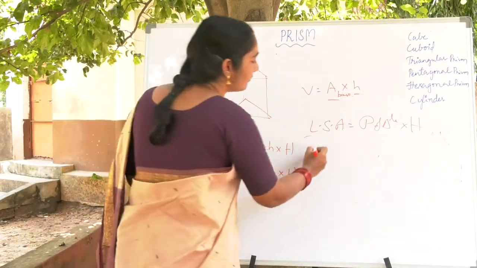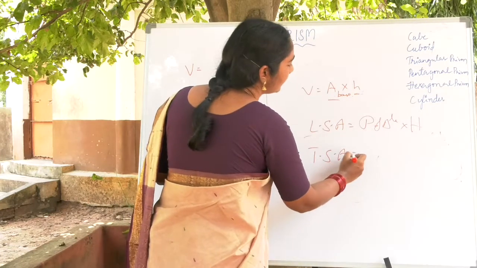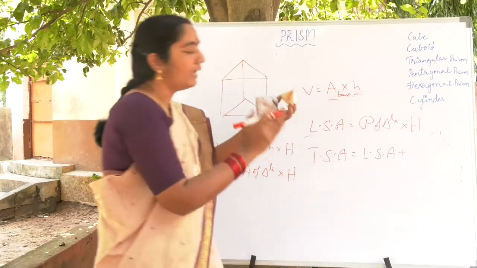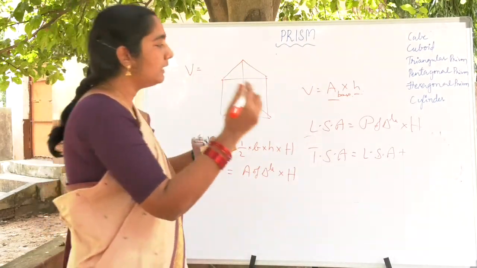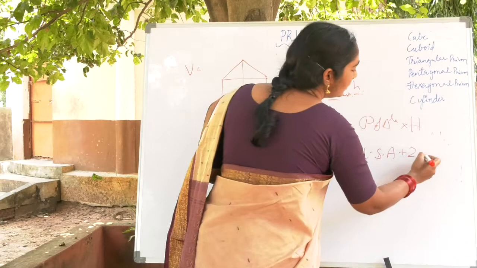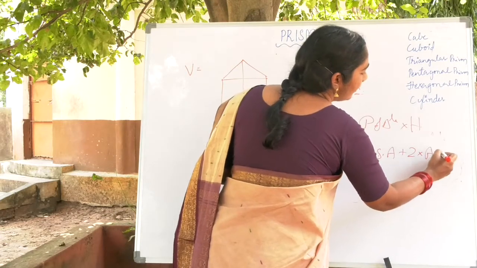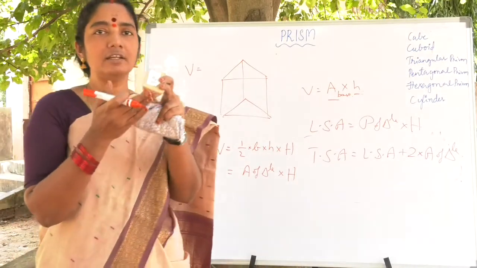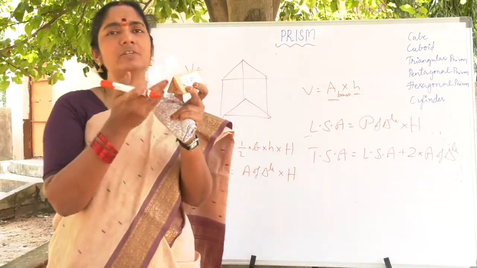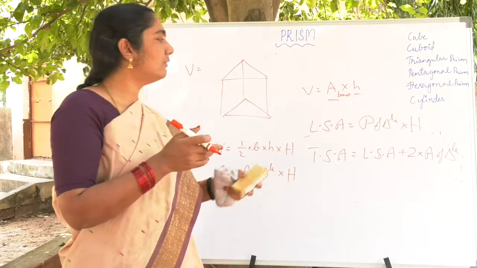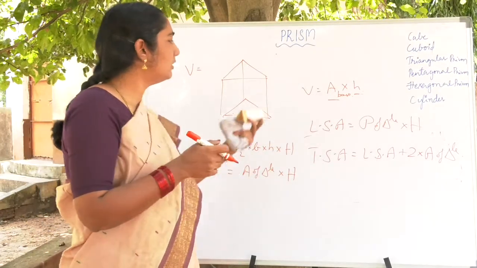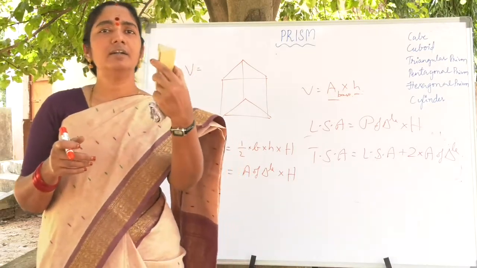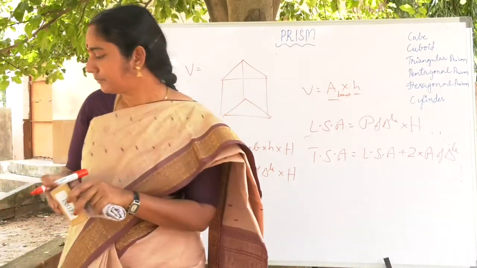Next is the total surface area. Total surface area is nothing but lateral surface area plus area of this base and this base, meaning 2 times the area of the triangular base, which is half into base into height. Now I think you got what the volume is, what the lateral surface area is, and what the total surface area is in the case of a triangular prism.